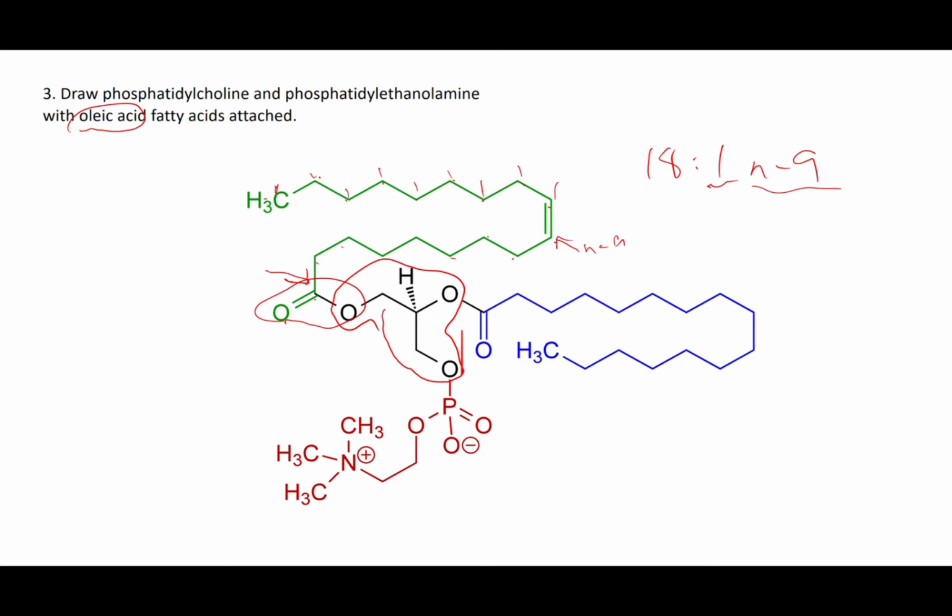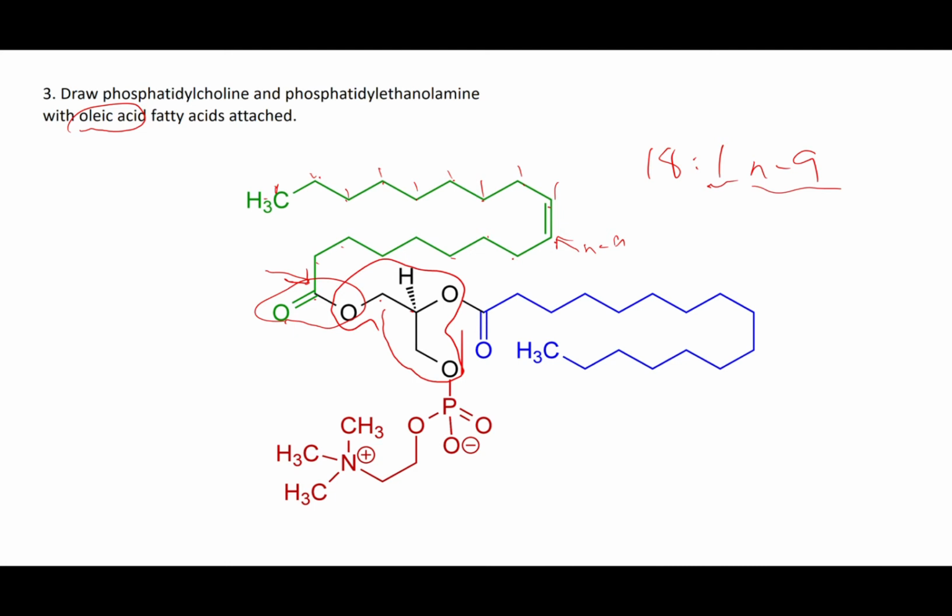So to complete this question, you would have to substitute the blue portion with that exact same molecule. Not too hard there. Now on the very first carbon, this is where we need the phosphate and the head group.